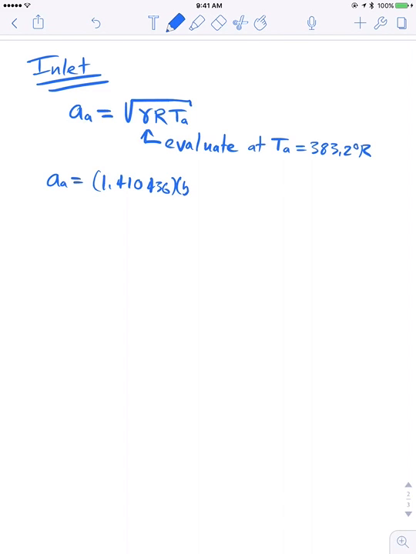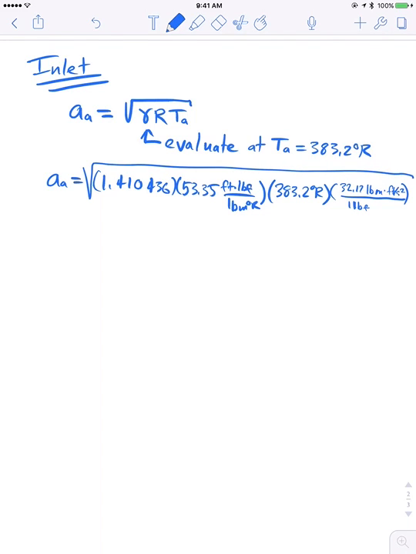Then of course we'll have our value for R, 53.35 foot-pounds force per pound mass degrees Rankine, and our temperature, 383.2 degrees Rankine. We'll need to do a little bit of unit conversion as well. We'll have to say we've got 32.17 pound mass feet per second squared per 1 pound of force. And of course we're taking the square root of that whole thing.